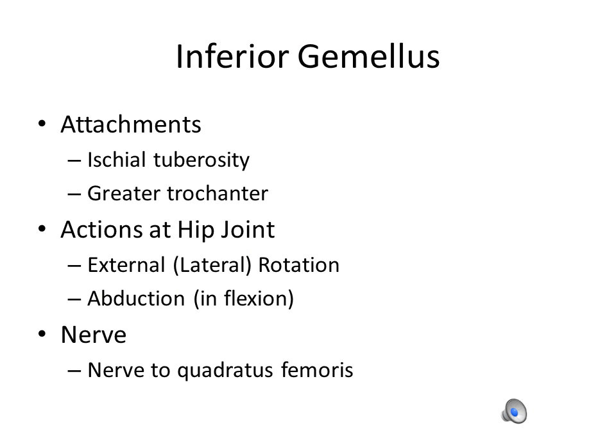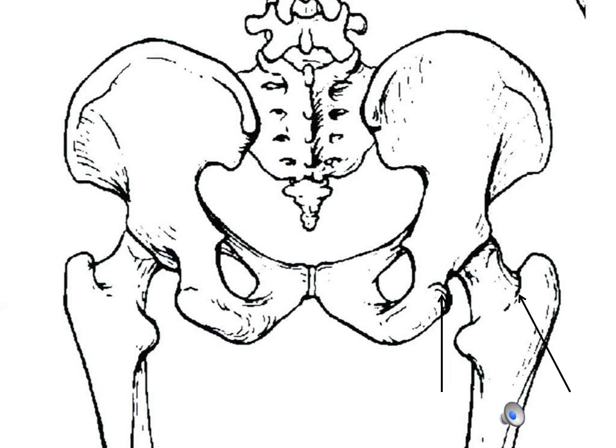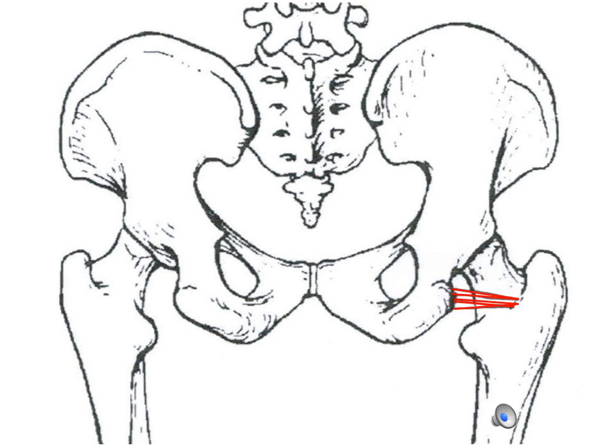Inferior gemellus. The attachment sites of inferior gemellus are the ischial tuberosity and the greater trochanter. The actions at the hip joint of inferior gemellus include external rotation and abduction when the hip is in flexion. The innervation of the inferior gemellus is the nerve to quadratus femoris. Pause the lecture to draw on the attachments and muscle belly of inferior gemellus. How does your drawing compare?